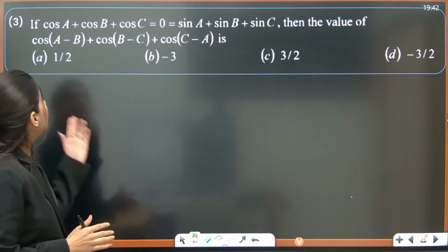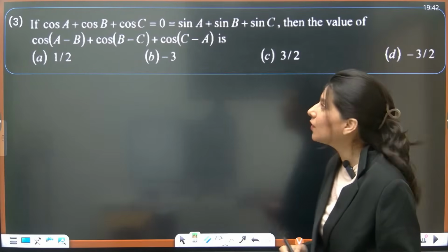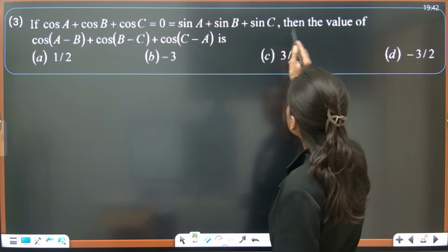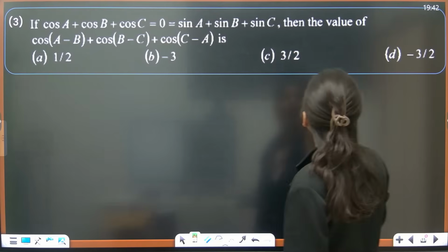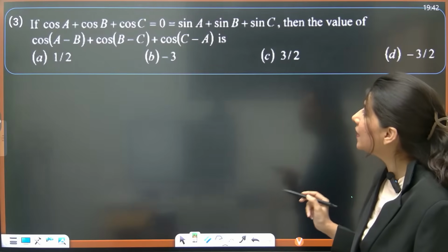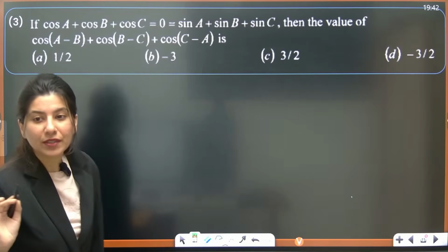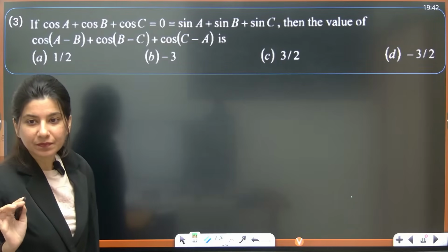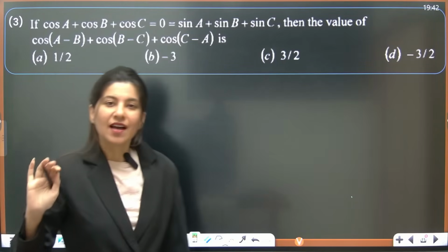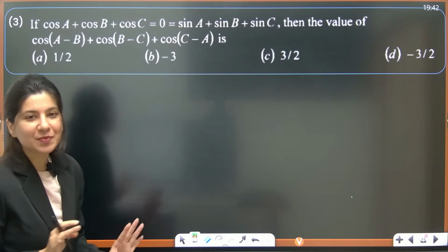Let me tell you that cos A plus cos B plus cos C is equal to 0, and sin A plus sin B plus sin C is also 0. Now they are asking the value of cos(A minus B) plus cos(B minus C) plus cos(C minus A). We will do BITSAT also, do not worry. Just focus on AEEE right now.